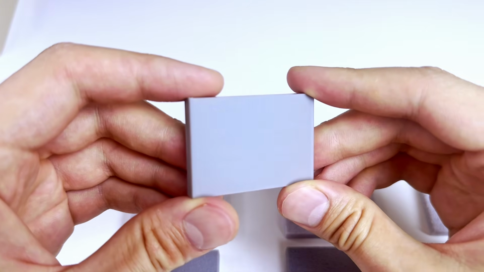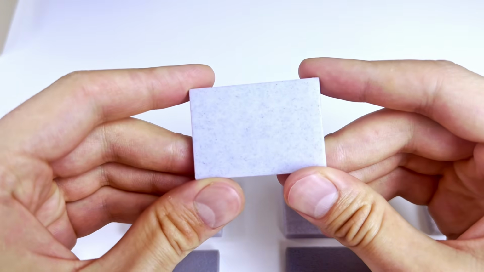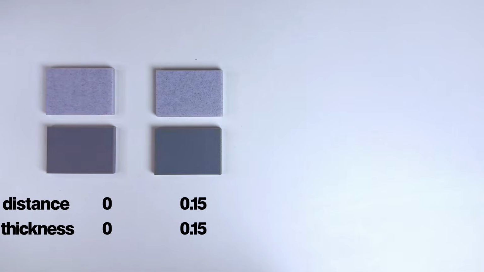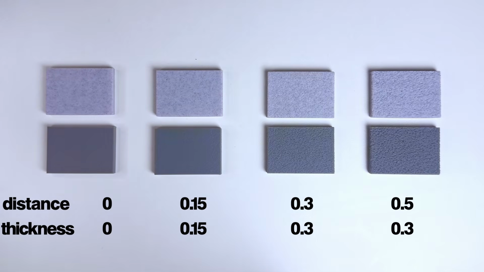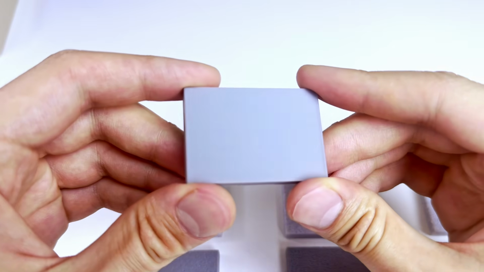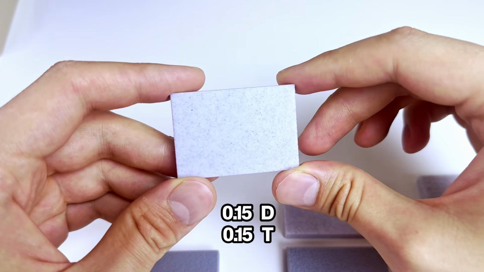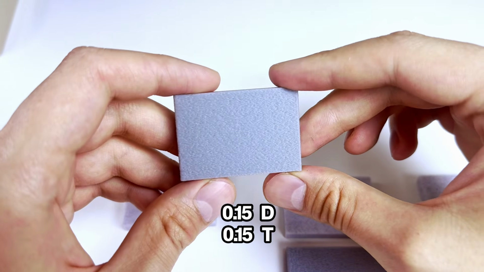Okay, so for this test I used two different materials for better comparison. One is a default gray filament and the other one is marble. I have made different sets of samples with variable thickness and distance. It starts with no fuzzy skin at all as a control group and climbing up to 0.3 mm distance and 0.5 mm thickness.